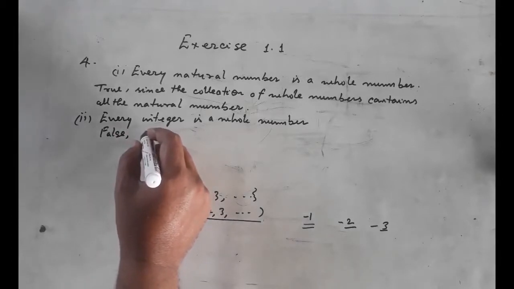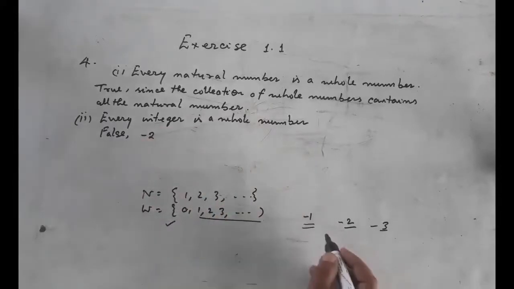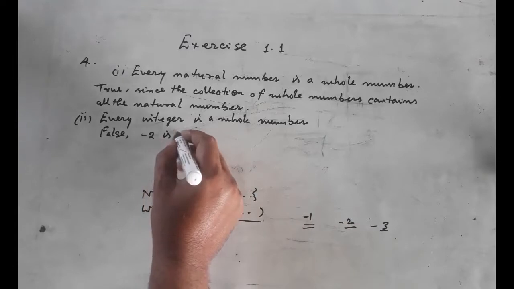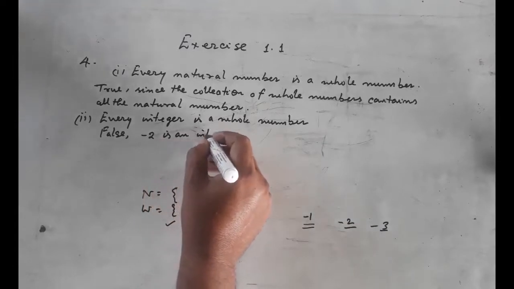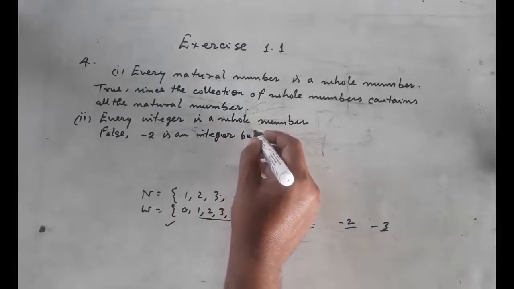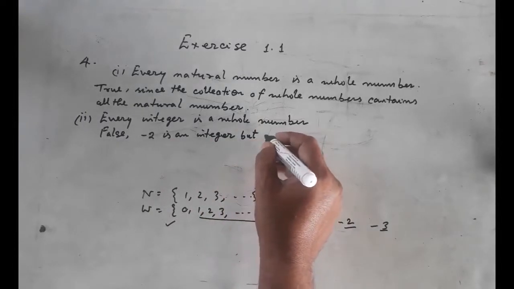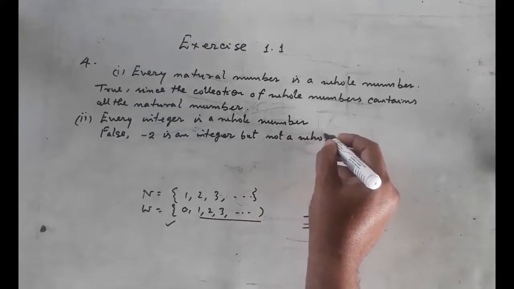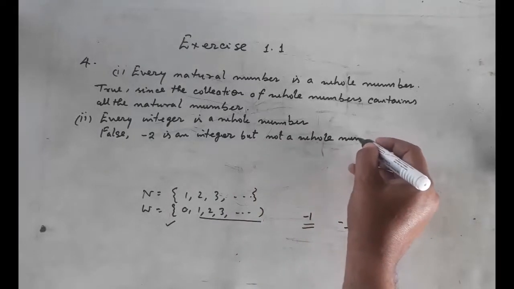Such as -2 or -1 or -3 is an integer but not a whole number.